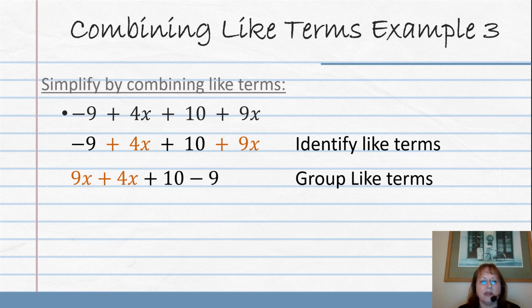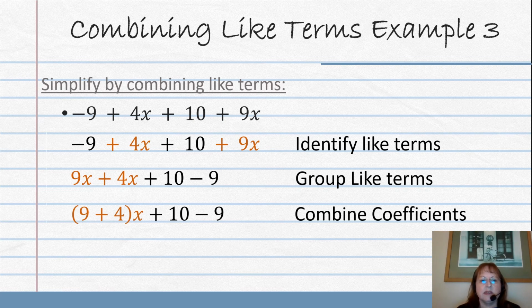And we have 9x plus 4x, which is 13x. And then we have 10 minus 9, which is 1. So again, the simplest form of this expression, negative 9 plus 4x plus 10 plus 9x, is 13x plus 1.